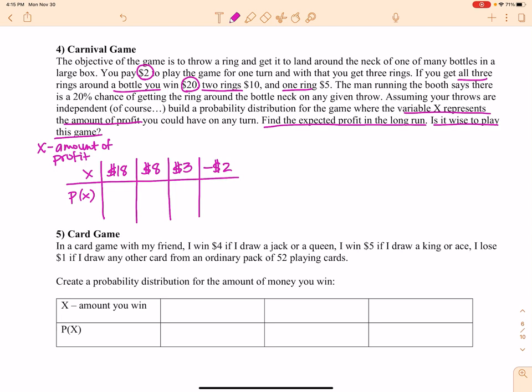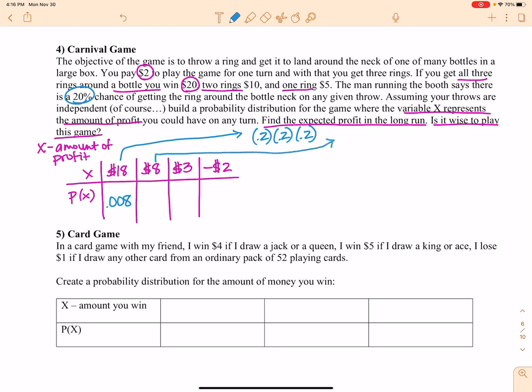That's usually the easy part. The difficult part comes in when we're trying to find the probabilities. So let's think about what happens. I'm going to change the color here so we can distinguish this. Okay, so when I have a profit of $18, that means that since the probability of getting the ring around the bottle is 20% or 0.2, that means ring 1, 0.2, ring 2, 0.2, ring 3, 0.2. When I multiply those together, I get 0.008.